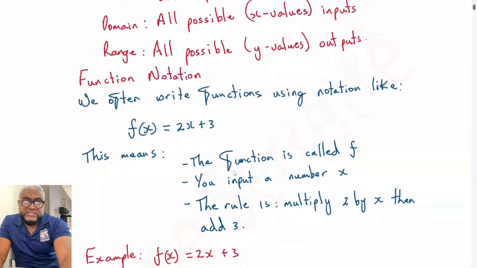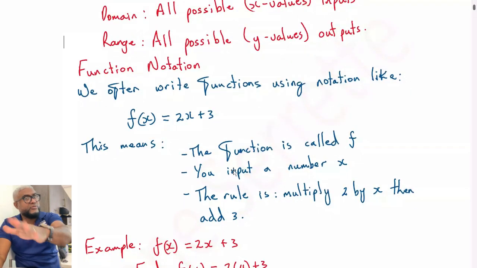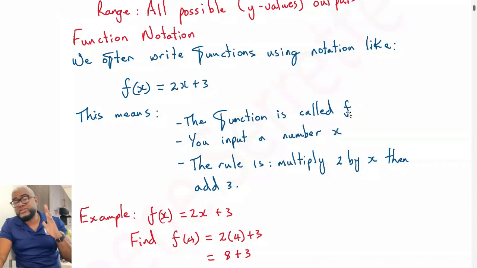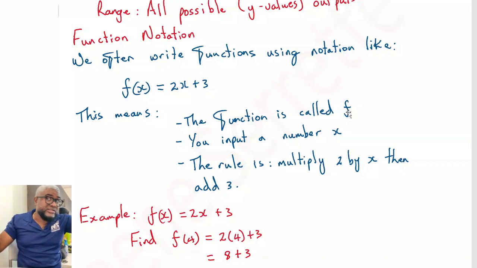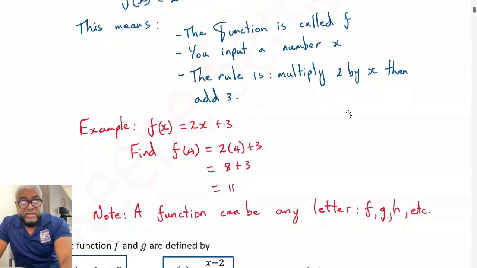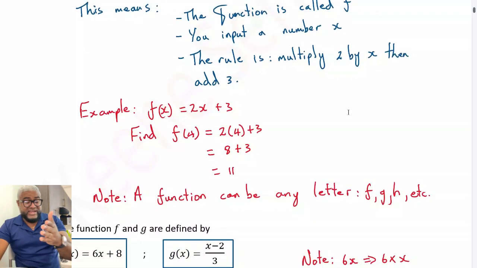We often write functions like f of x is equal to 2x plus 3. This is last week's business, right? This means the function is called f. Points to note: a function can be f, it could be h; the popular letters they use are f, h, and g, right? These are your functions. We have a simple example here. f of x is equal to 2x plus 3. They ask us to find f of 4. You simply replace x with 4, right?